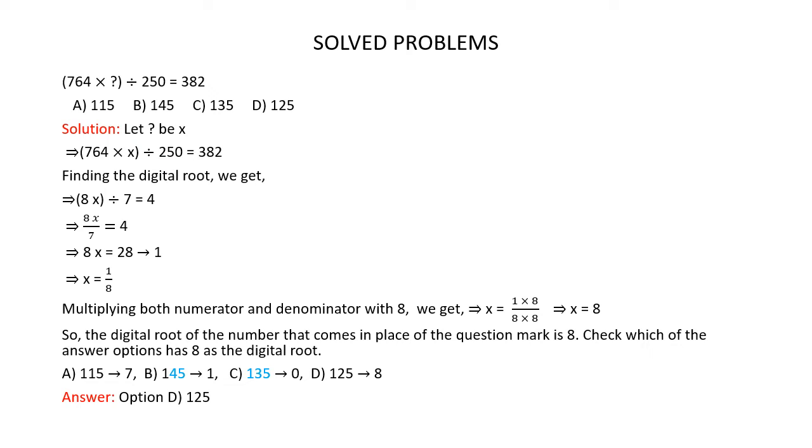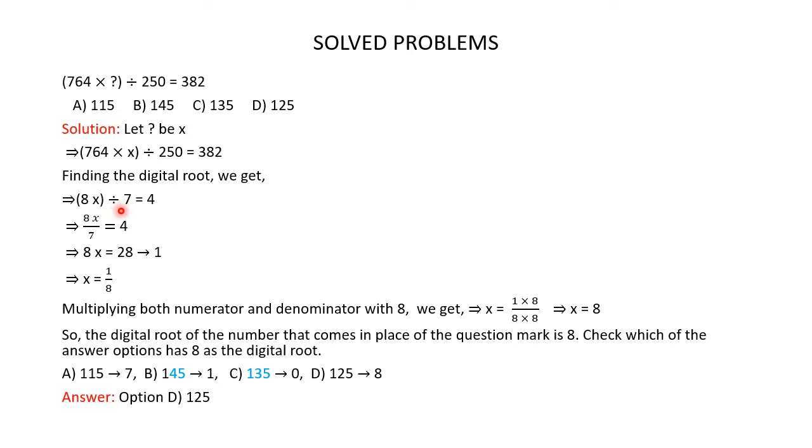Now find the digital root of the numbers in the equation. So 7 plus 6 is 13, 13 plus 4 is 17 and 1 plus 7 is 8, and 8 multiplied by x is 8x, divided by 2 plus 5 is 7. So the digital root here is 7. 3 plus 8 is 11. 11 plus 2 is 13 and 1 plus 3 is 4. So the digital root of 382 is 4.